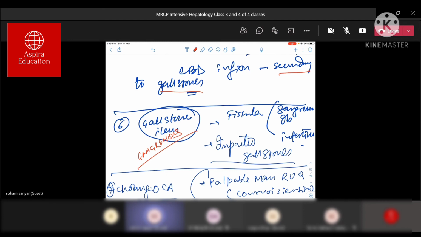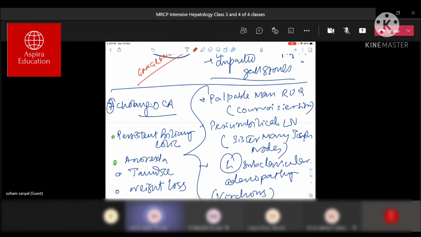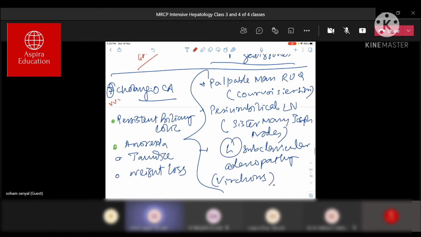Now, coming to cholangiocarcinoma, this is very important from the exam point of view. We need to remember this. In cholangiocarcinoma, we'll find a palpable mass in the right upper quadrant. This is extremely important. Then we can also find Sister Mary Joseph nodes. This term is very popular; these are nothing but periumbilical lymph nodes which are present in case of cholangiocarcinoma.